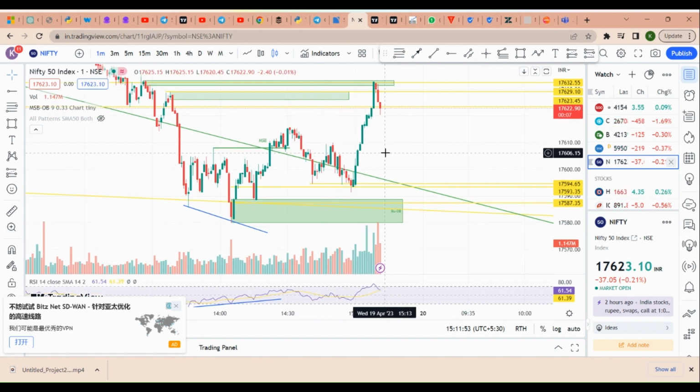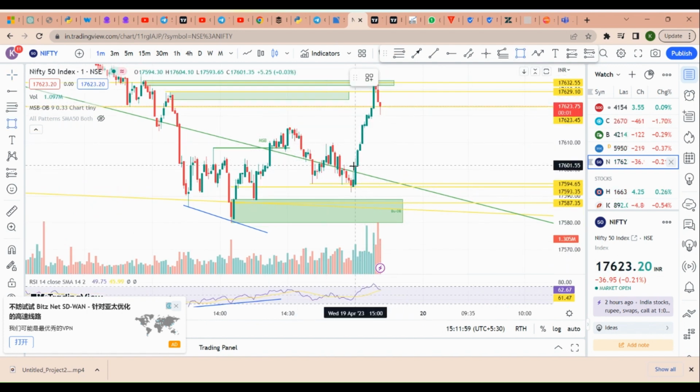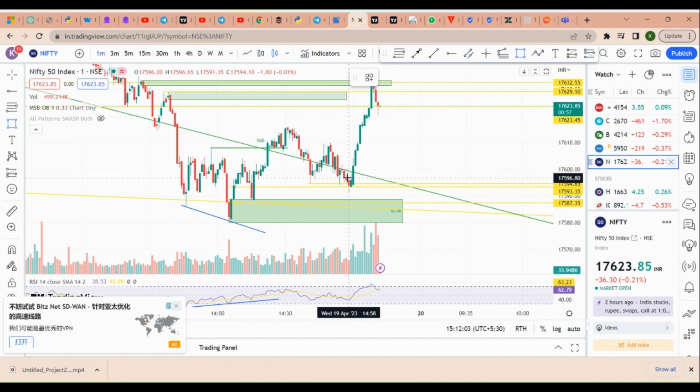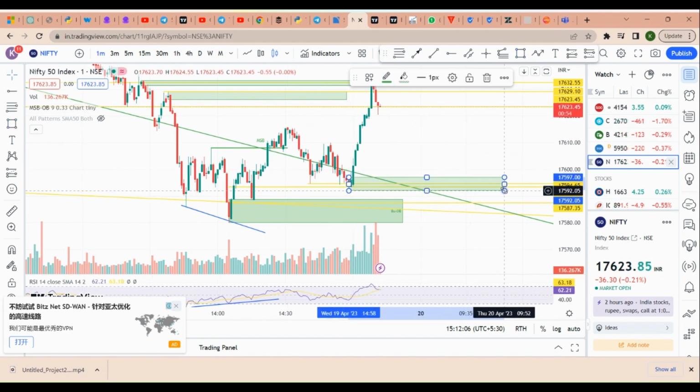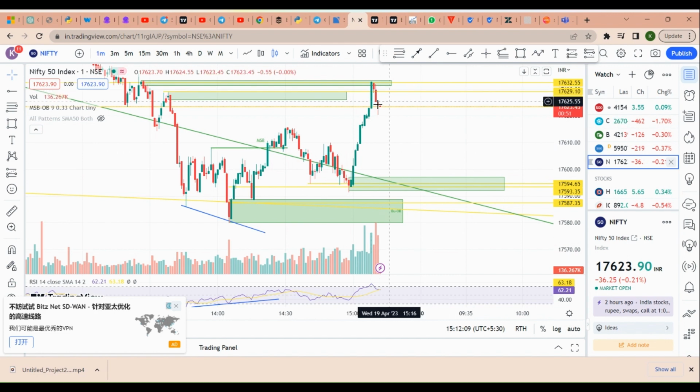Then if you notice what happens, for example, this was the last candle before the sell off. This was the order block. So price will actually get attracted here. Price will come down here tomorrow, and then it will go back up again.